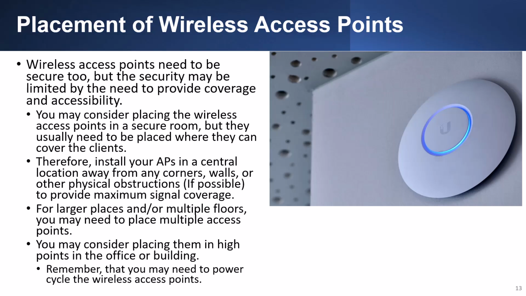Wireless access points need to be secure too, but the security may be limited by the need to provide coverage and accessibility. You may consider placing the wireless access points in a secure room, but they usually need to be placed where they can cover the clients. Therefore, install your APs in a central location, away from any corners, walls, or other physical obstructions, if possible, to provide maximum signal coverage. For larger places and/or multiple floors, you may need to place multiple access points. You may consider placing them in high points in an office or building. Remember that you may need to power cycle the wireless access point.